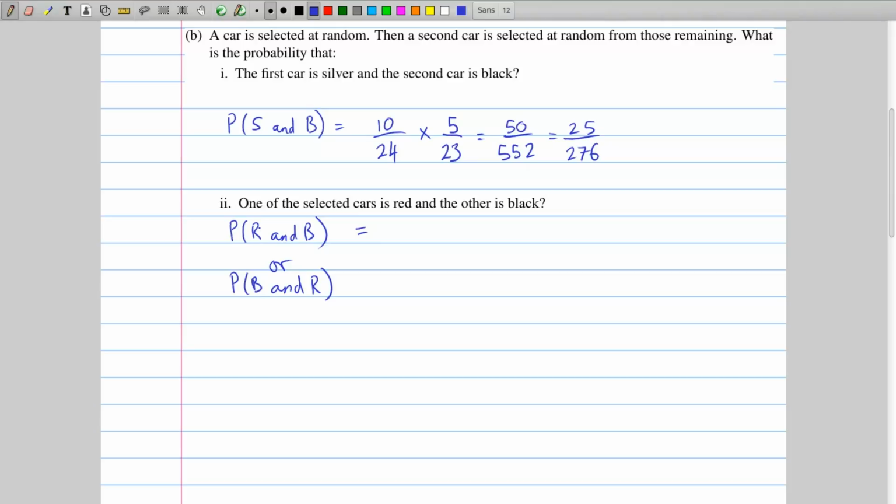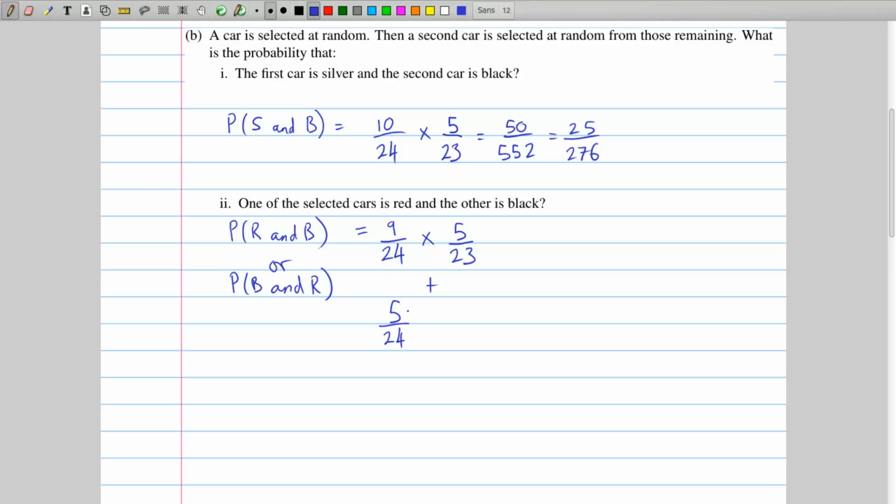So probability of picking a red car, first of all, is how many red cars are there? There's 9 out of 24. And then we have to pick a black car, so this is a multiplication thing because we're using the word and. There are 5 black cars out of the 23 that are left. The or in between these implies that we have an addition. Then we look at probability of picking a black car. There are 5 out of 24, because this is a totally different scenario.